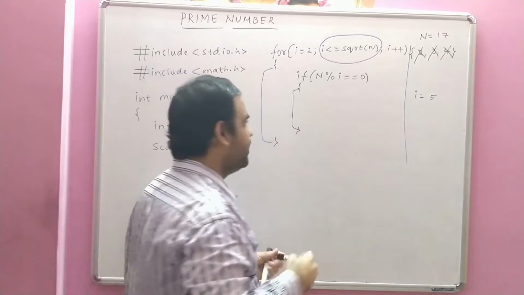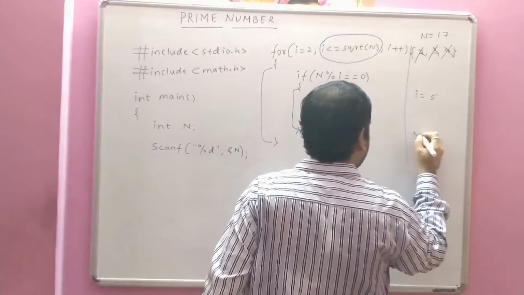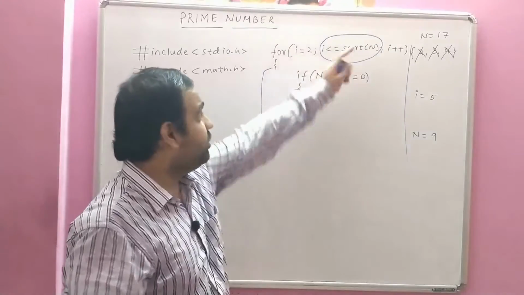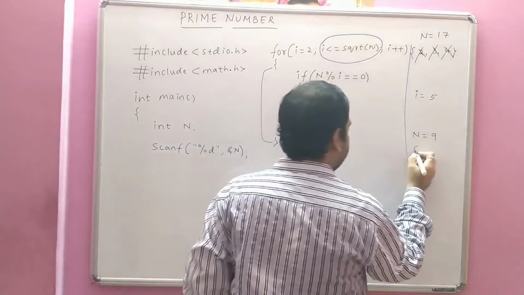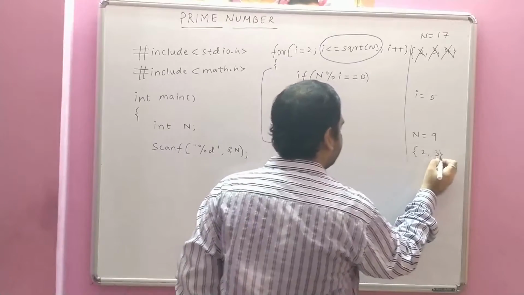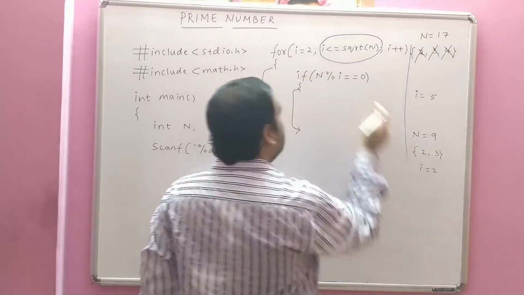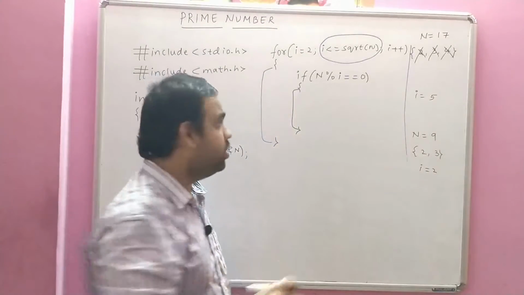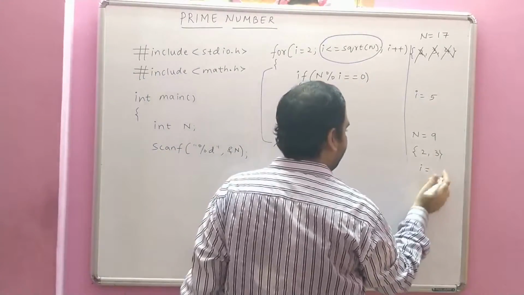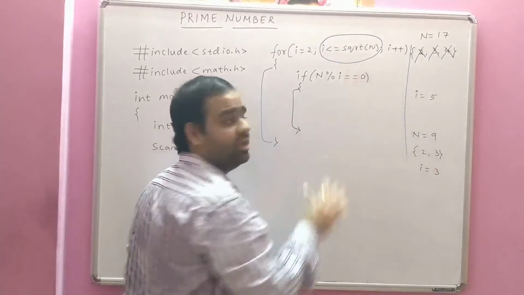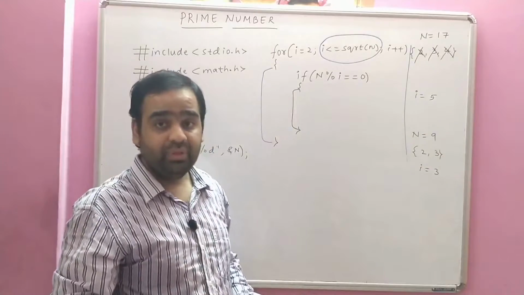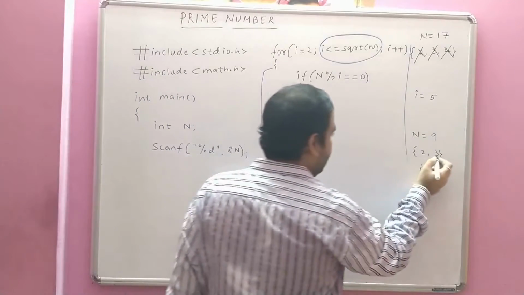Now let us take the second scenario. Let me say n is equal to 9. Now what is the square root of 9? The square root of 9 is 3. That means it is 2 and 3. Now i starts from 2. 2 less than or equal to 3? Yes. 9 modulo 2 equal to 0? No. You say i plus plus, the value of i will become 3. 3 less than or equal to 3? Yes. 9 modulo 3 equal to 0? Yes. That means you have found a factor 3.